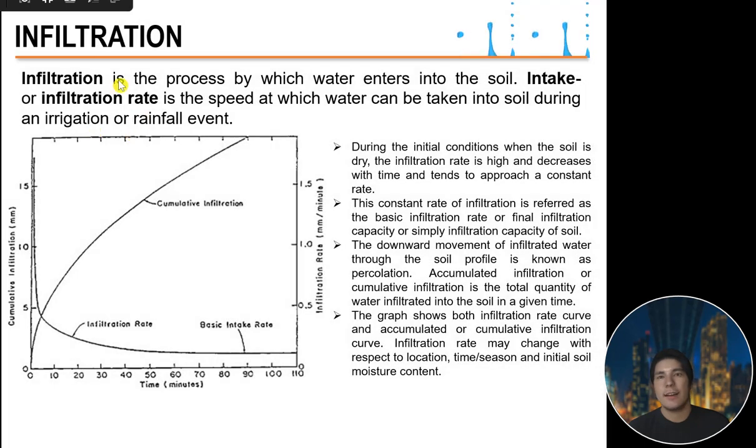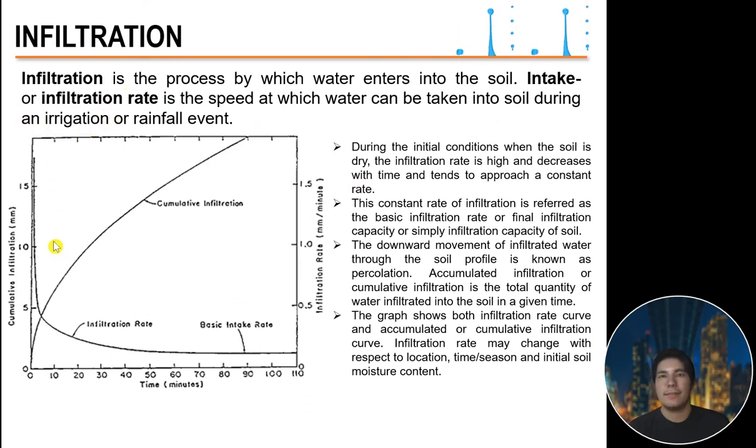If it talks about infiltration, this is the process by which the water enters into the soil. The intake or the infiltration rate is the speed at which the water can be taken into soil during an irrigation or rainfall event.